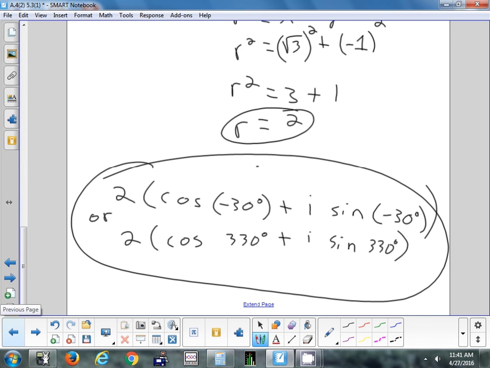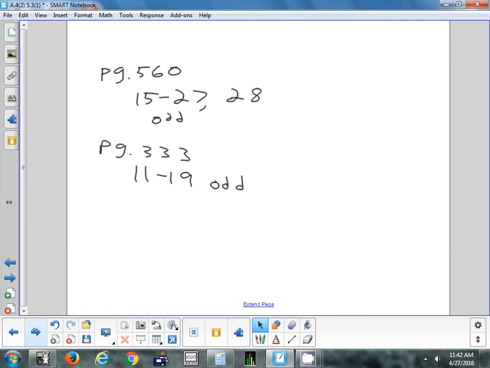Okay, any questions on that? All right, so we've got a little over 20 minutes left. I'm going to give you the rest of the time to work on the homework. On page 560, I'd like you to do 15 to 27, just the odds, and 28. That's on multiplying and dividing complex numbers. And on page 333, 11 to 19, odd.